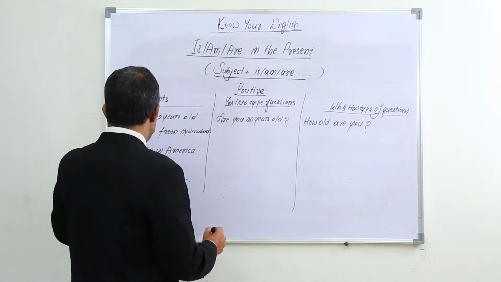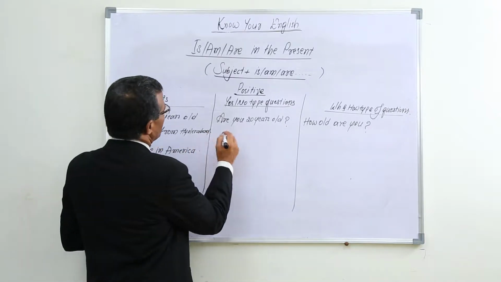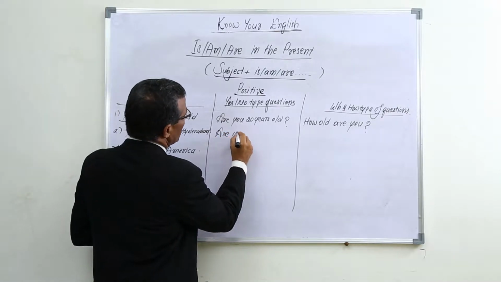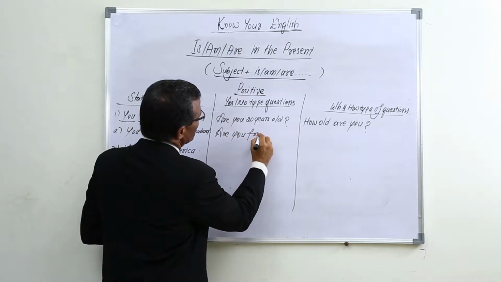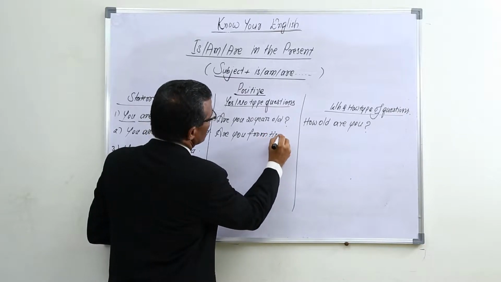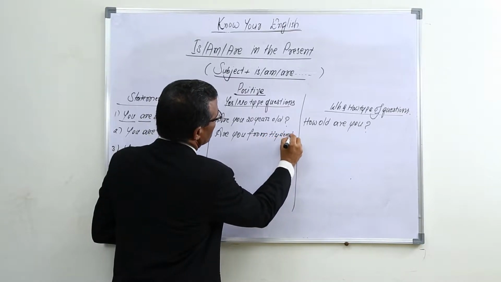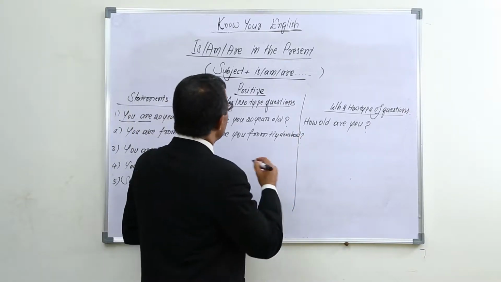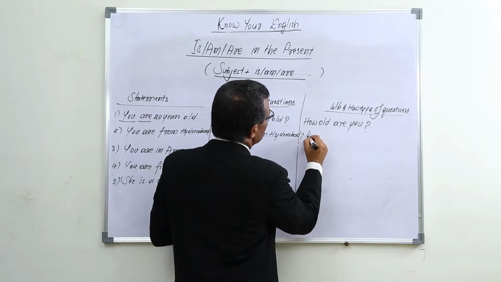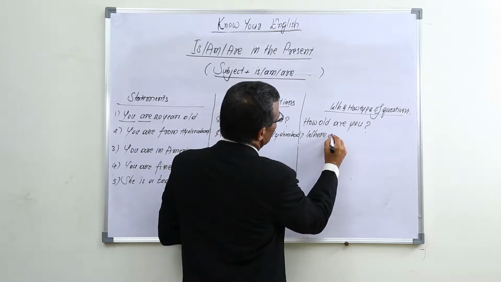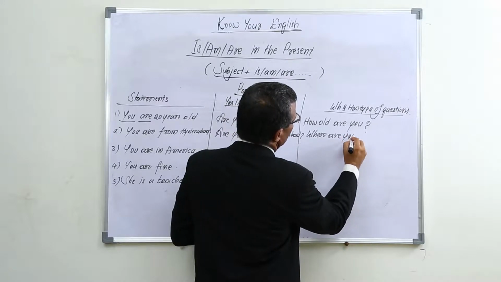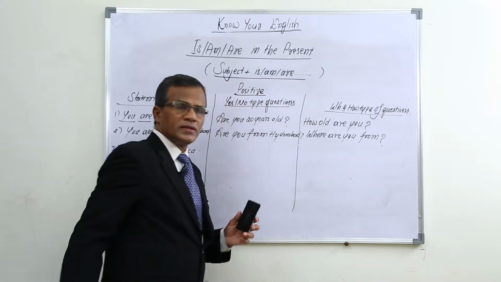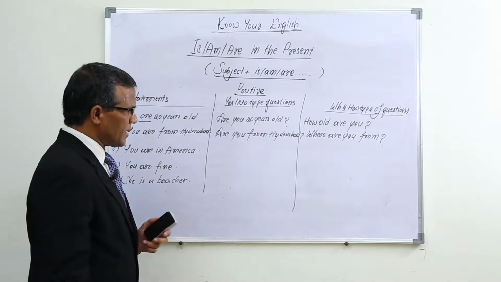In the case of you are from Hyderabad, for example, by changing the order, are you from Hyderabad is a question. And a WH question, you can find where are you. Before this, are you, if you use where, are you from? Where are you from? It's a wonderful question which we use in our day-to-day life.